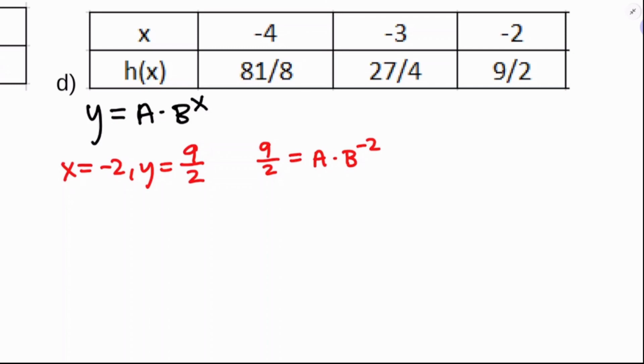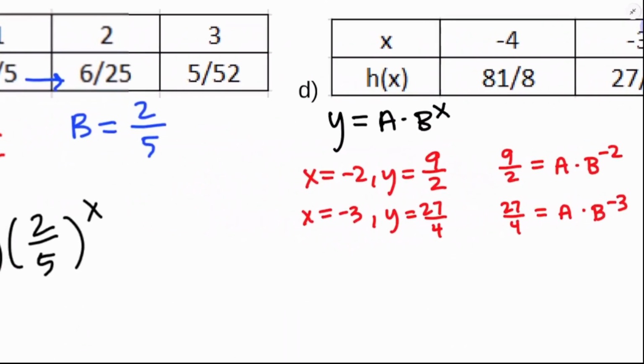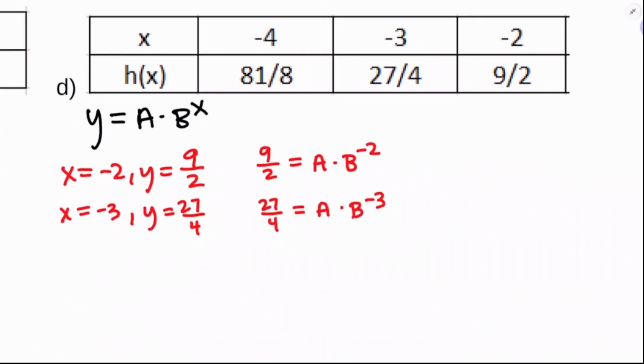And then I'm going to go over here and say, all right, with x equals -3 and y equals 27/4, 27/4 equals a times b to the -3. All right, I don't love the look of doing this one algebraically by dividing one equation by another. So I think I'm just going to do a little bit of work like I did over here and just look and find b from the ratio.